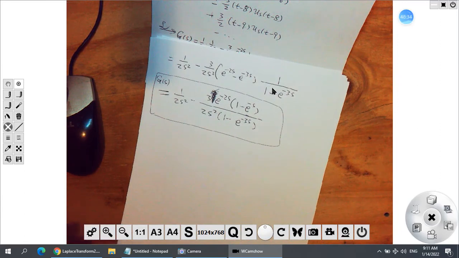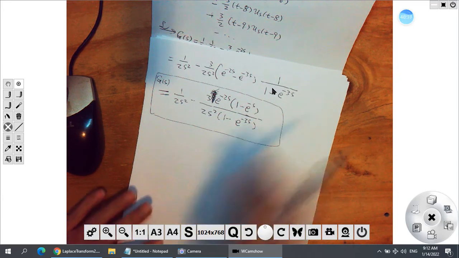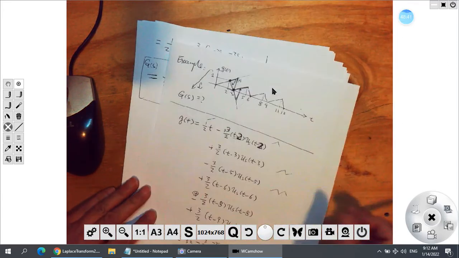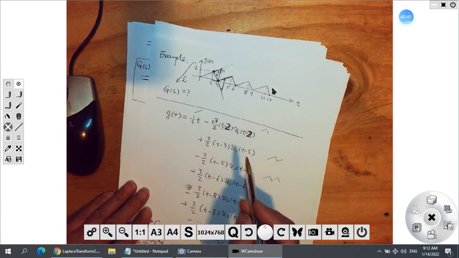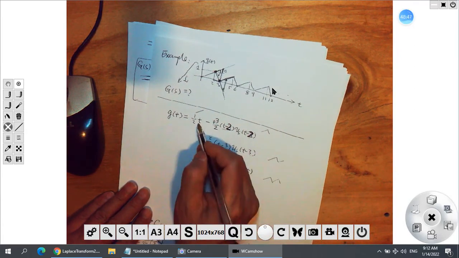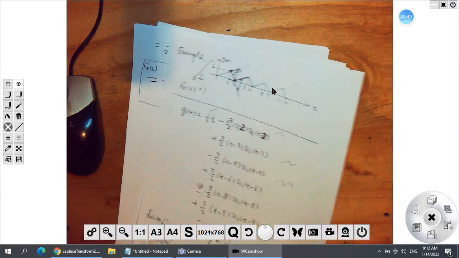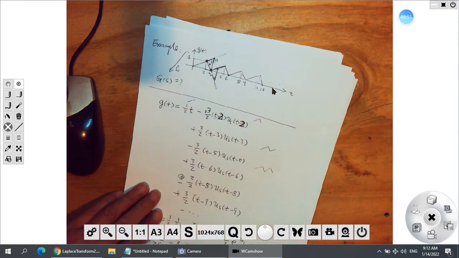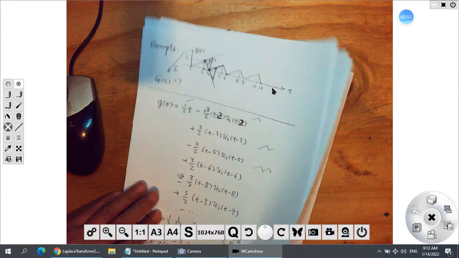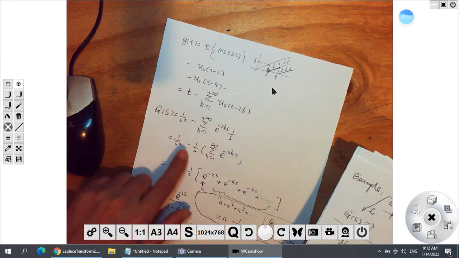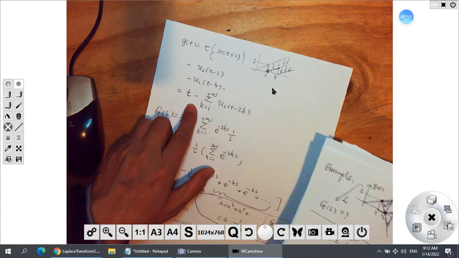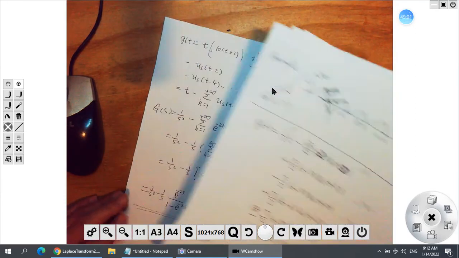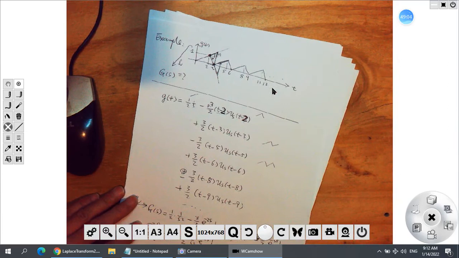That's all for today. We have 3 examples, and the idea is you try to rewrite this signal in terms of ramps, and in the previous example we wrote it in terms of ramps and the unit step. Then we can apply the table to get the Laplace transform.